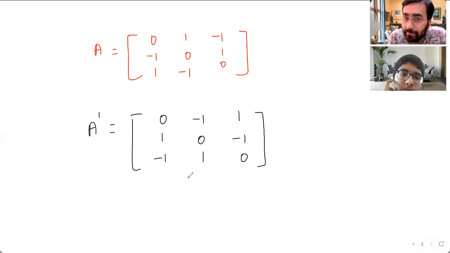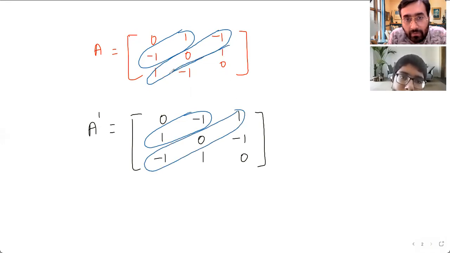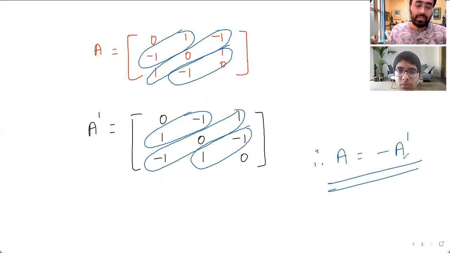Fine? Got it? So now, what happened? The sign got changed. This thing you observe. Therefore, what we can say is A equals minus A dash. That's why it is skew symmetric. Understand?